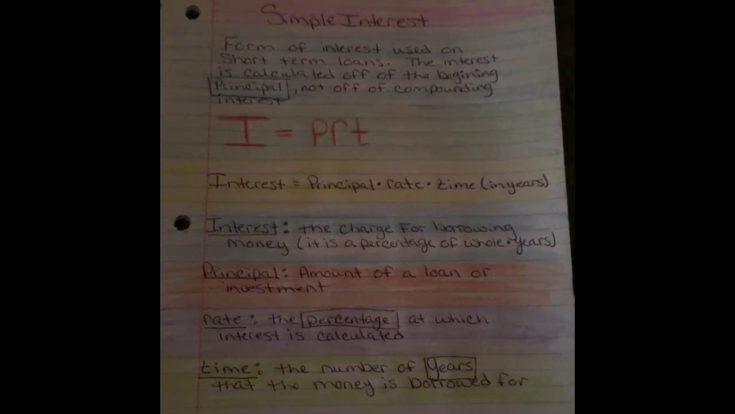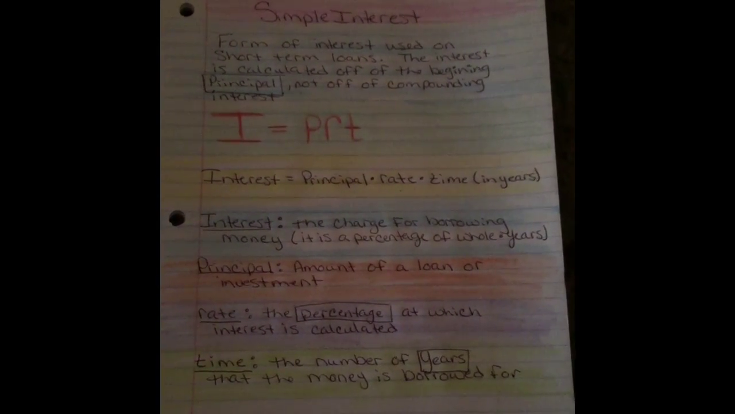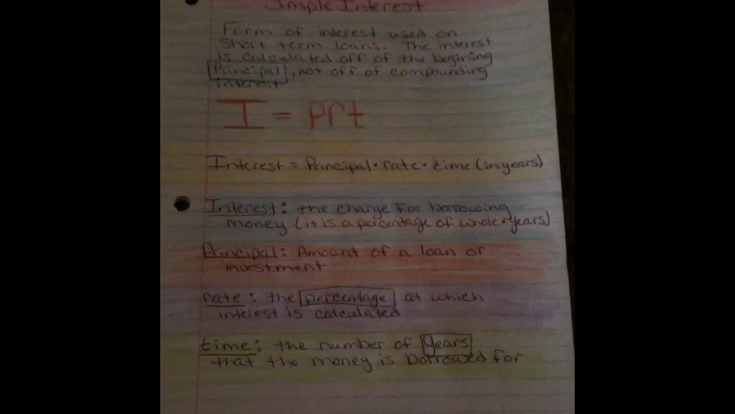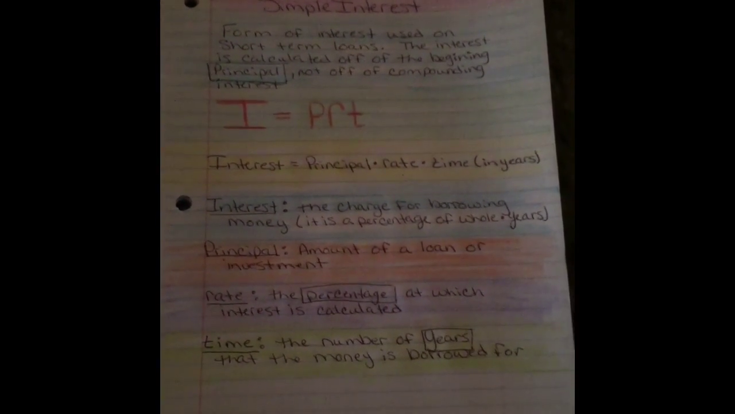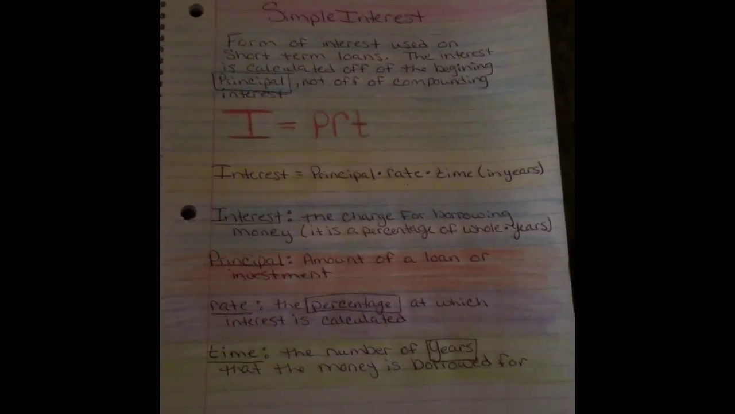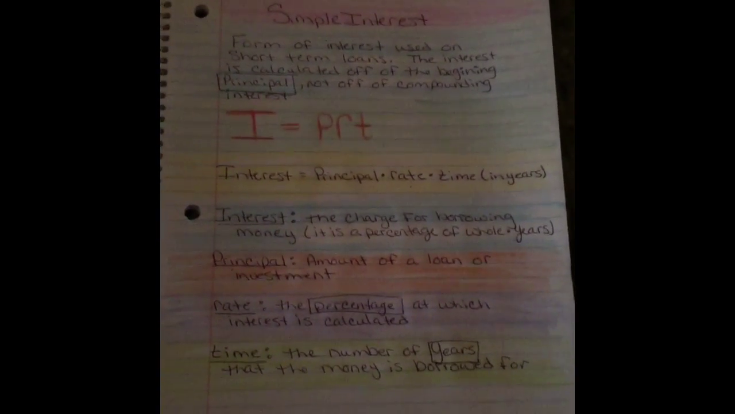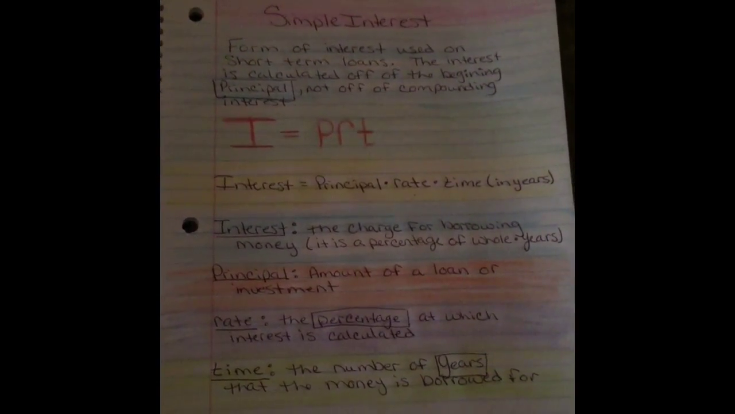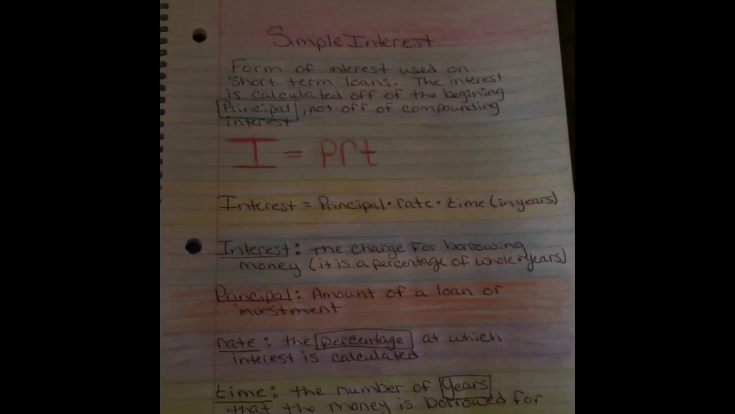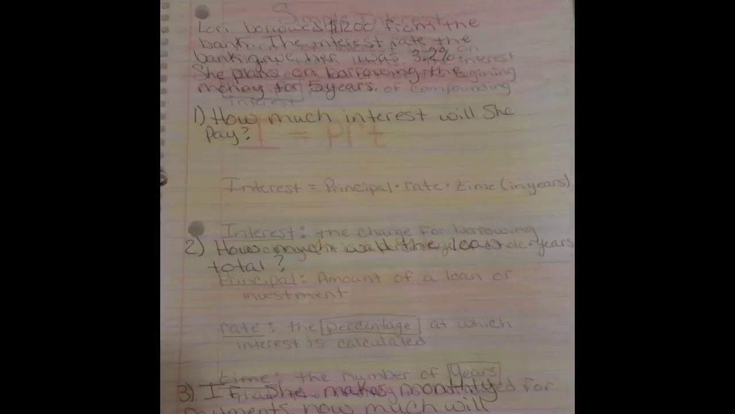Principal is the amount of the loan or the amount of an investment before interest. The rate is the percentage at which the interest is calculated. It's always in the percent form. And time is the number of years that the money is borrowed. Now that's going to get us our interest on the amount of money borrowed.